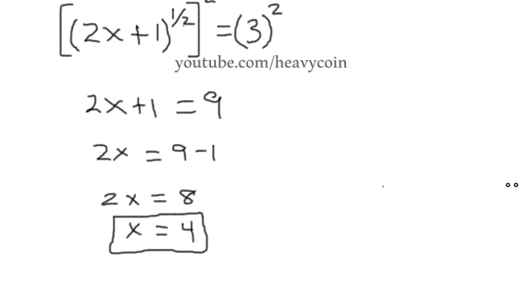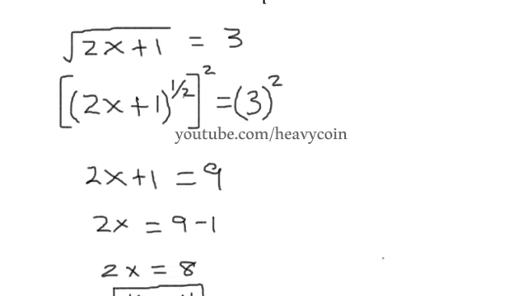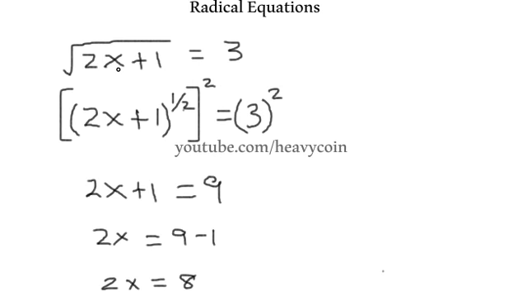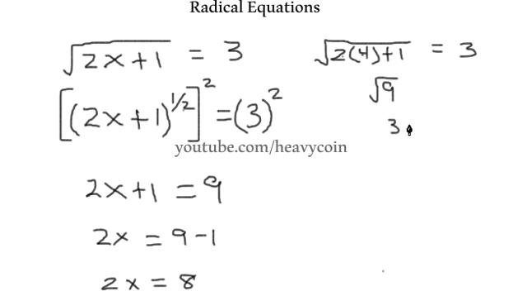Now what we're going to do is check that. If I plug 4 in right here, this would be the square root of 2 times 4 plus 1, and it's equal to 3. So we have to hope this side is equal to 3. 2 times 4 is 8, and 8 plus 1 is 9. The square root of 9 is 3, and therefore 3 is equal to 3. So that's how you check that.